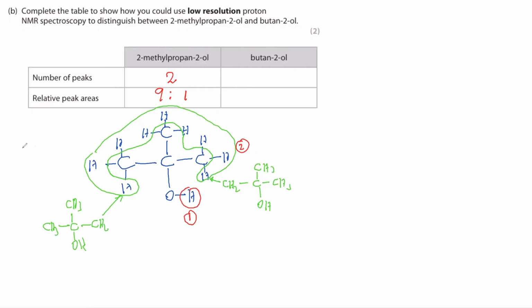Butane 2-ol. We'll do that one also. So butane means 4 carbon, 1, 2, 3, 4. 2-ol. Second carbon, there's an OH group. This is a hydrogen here. This is hydrogen here. This is hydrogen here. So we know that if they attach to the same carbon atom, they have the same environment.